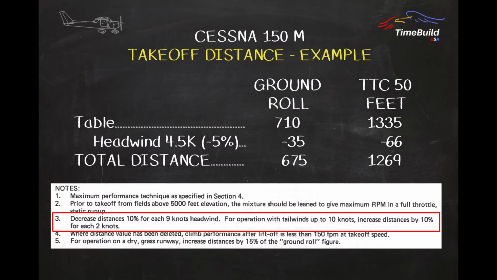The last step is to apply each of the adjustments from the notes to the data obtained from the table. For TimeBuildUSA operations, this will be note number 3 dealing with the effects of wind. For each 9 knots of headwind, the distances from the table should be decreased by 10%. As we computed a headwind component of 4.5 knots, then the ground roll and total to clear 50-foot obstacle distances should be reduced by 5%. Again, TimeBuildUSA aircraft are only to be operated from paved runways, and therefore note number 5 does not apply.